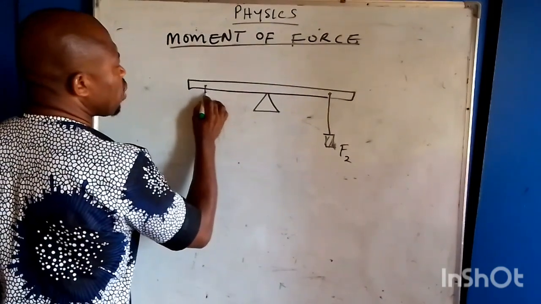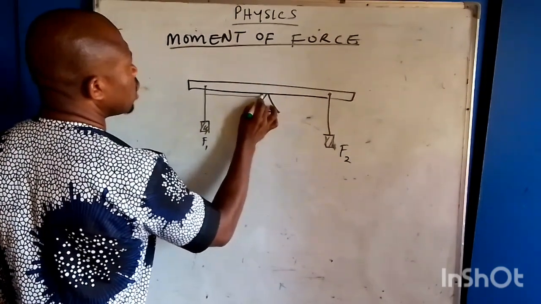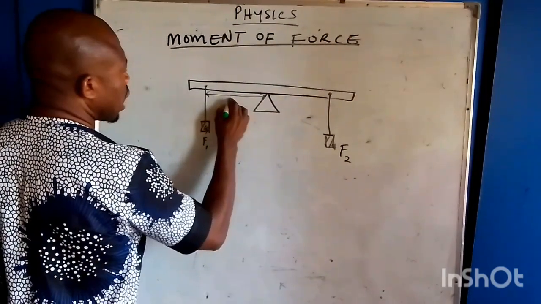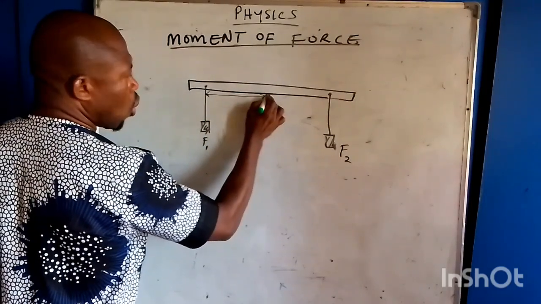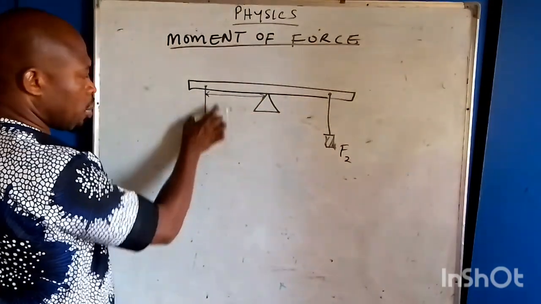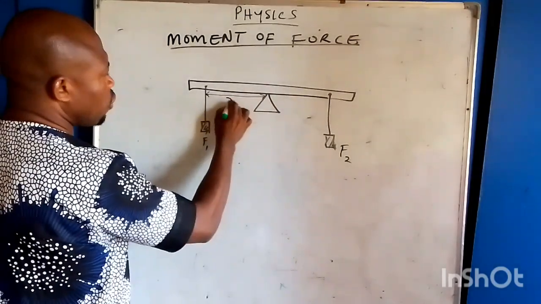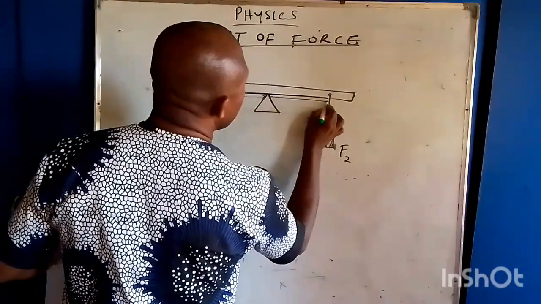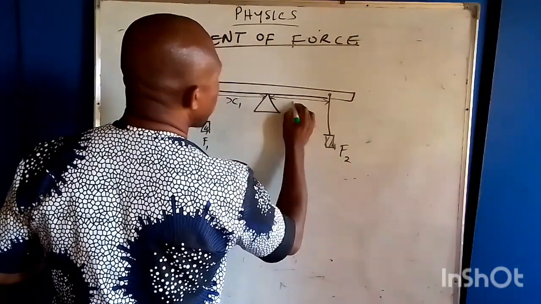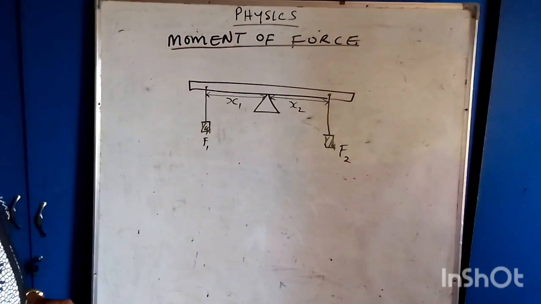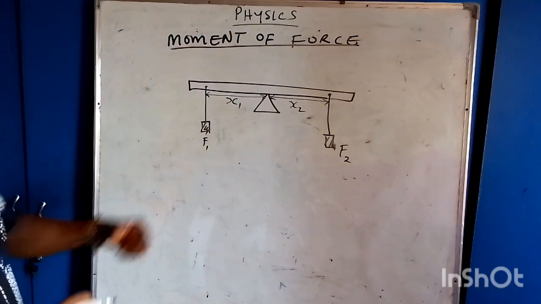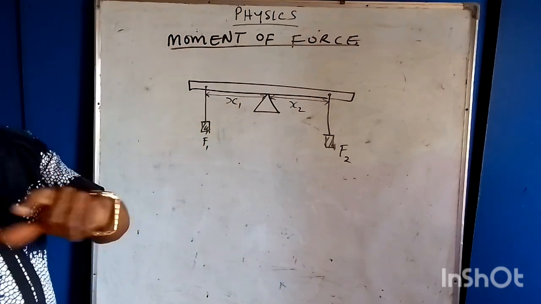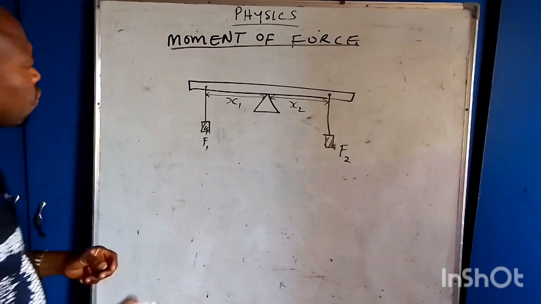We can talk of perpendicular distance. Of course, this distance is perpendicular to this force, 90 degrees. This distance from the line of action of the force to the point of pivot, we can say it is x1. From here to the pivot, we can call it x2. The product of force and the perpendicular distance is what we refer to as moment of force.